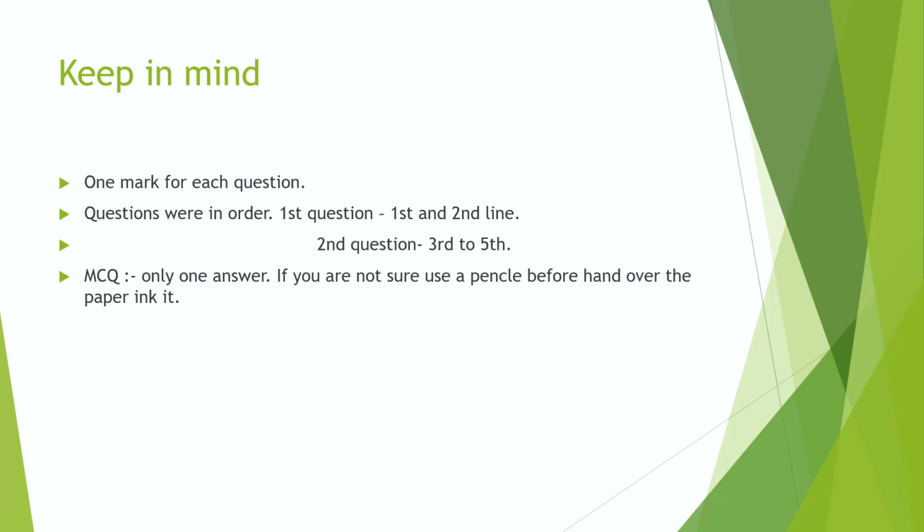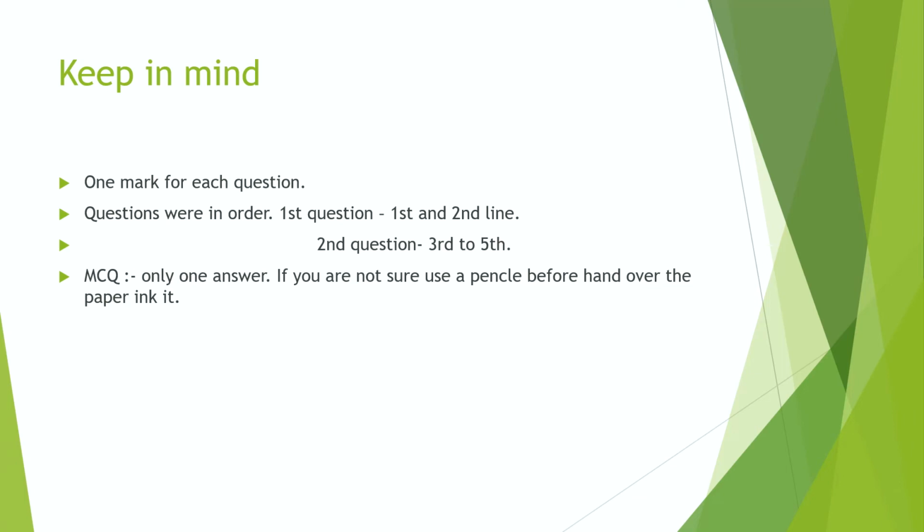Questions are in order. First question, first and the second line. Second question, third to the fourth line or the fifth line. So children always think the first question will be in the first 2 lines. Second question will be in the second, third, fourth and fifth line. Third will be in the next 3 lines. Okay children? Don't get confused. It's not so difficult. If you all do the practice in order, it will be easy for you all.